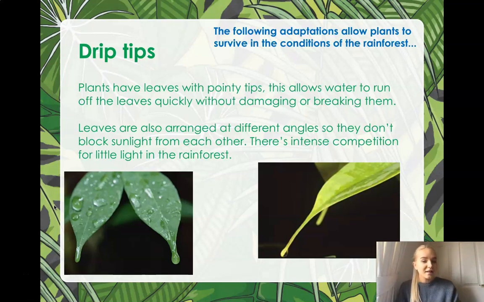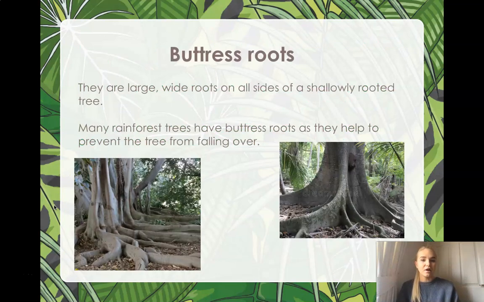So the next thing that a lot of plants have that helps them to survive is something called buttress roots. Now these are wide, large roots on all the sides of a rooted tree which is shallowly rooted. So if there's a tree in the rainforest and it's not actually rooted far under the ground, they will have what they call buttress roots, and you can see some here, that the actual tree is here, but then they have these buttress roots coming from the sides of them, and that just helps it stop from falling over.